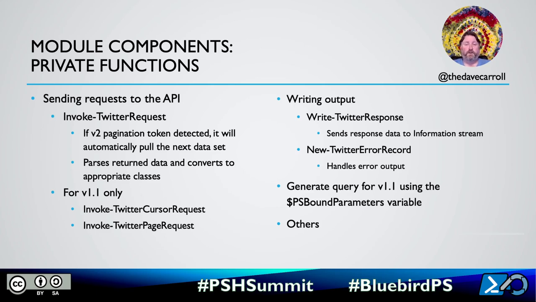The Invoke-TwitterRequest function is the linchpin of the module. It can talk to the V2 endpoints, the V1 endpoints, and the V1.1 endpoints. If it detects V2 pagination, since it adheres to better standards, it will automatically pull the next data set. It is also where the data is parsed and converted into the appropriate classes.